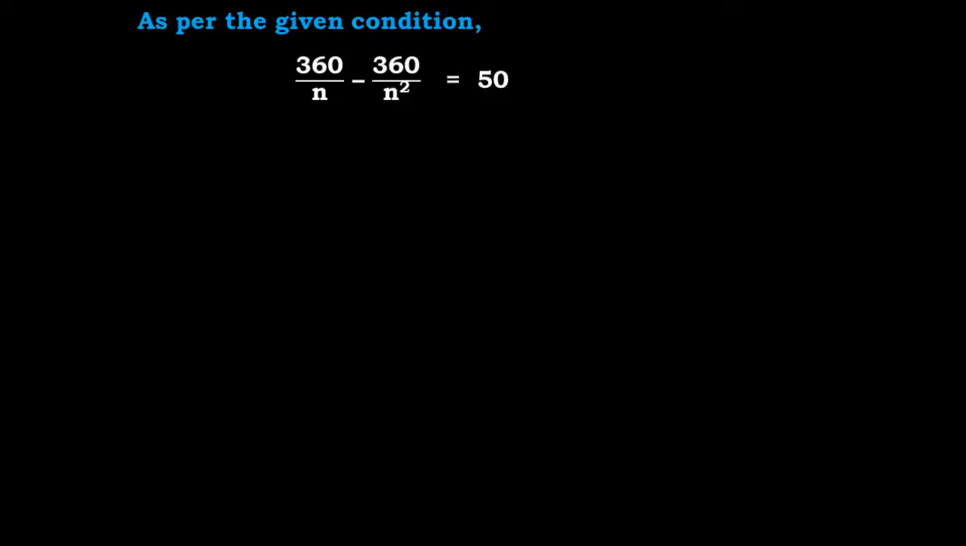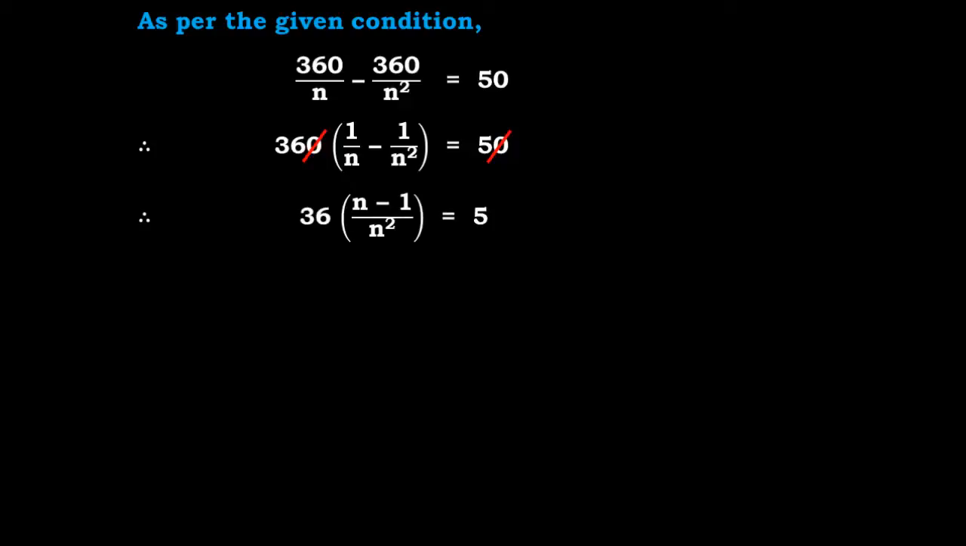Now we can solve this by taking 360 common. In the bracket we have 1 upon n minus 1 upon n square is equal to 50. Now we can cancel 0, 0. So we have 36, and in the bracket you can take LCM n square. So you have n minus 1 upon n square is equal to 5. Now cross multiply, you will get 36 into n minus 1 is equal to 5n square. We can solve the bracket: 36n minus 36 is equal to 5n square.